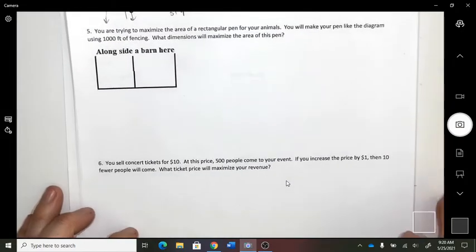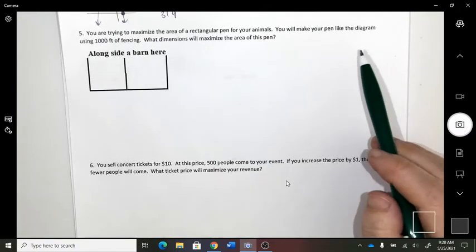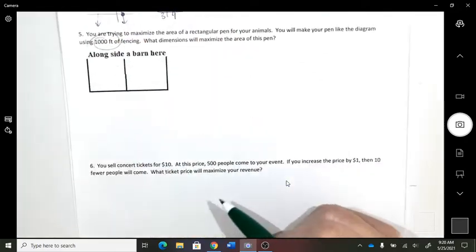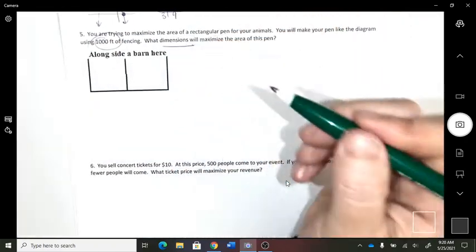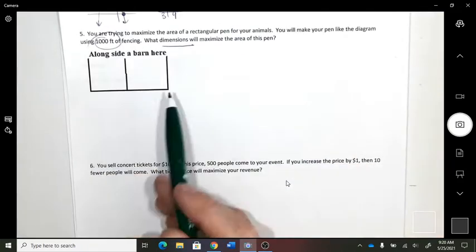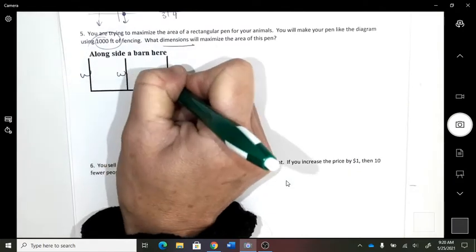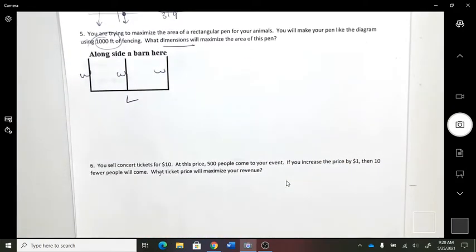Okay, you're trying to maximize the area of this rectangular pen for your animals. You make your pen like this diagram using 1,000 feet of fencing. What are the dimensions to maximize the area? Okay, I want you to put some L's and W's on that. So if that's a width, we can call that width, and that we can call a length.